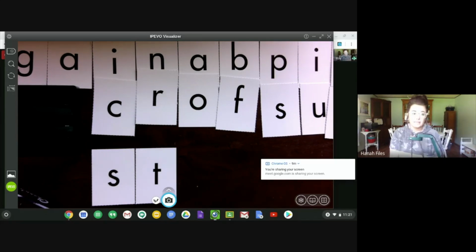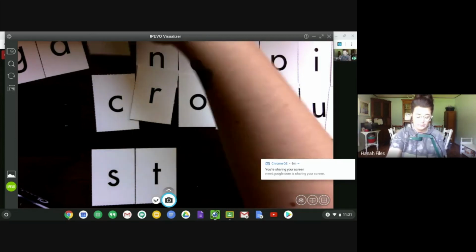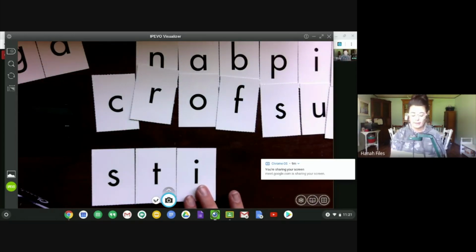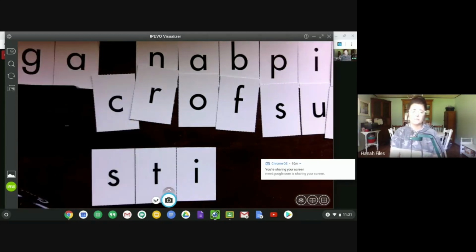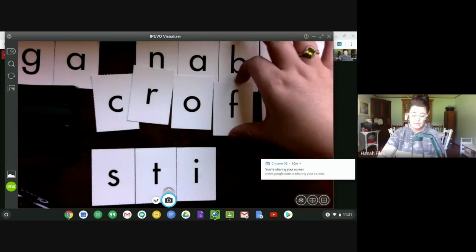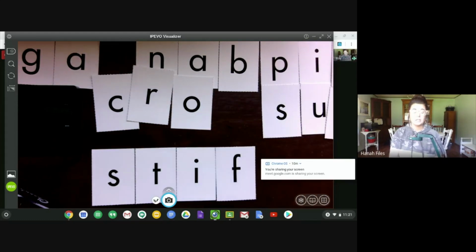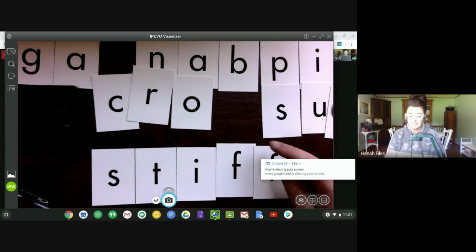So what is the next sound you hear in stiff? I. What vowel sound is I? If you said I, you were correct. So I'm going to grab my I card and I'm going to bring it down. St, i. What is the last sound? What letter makes the sound? If you said F, you were correct. And this word actually has a double consonant. So it is actually two F's to make the word stiff.